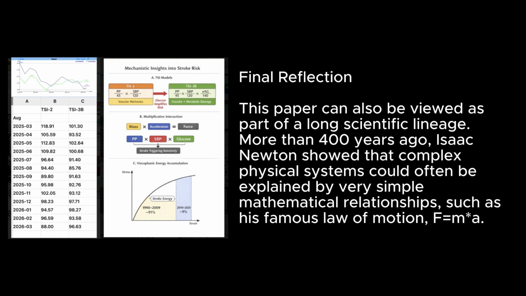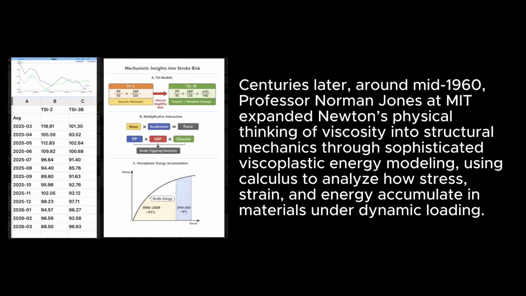Final reflection: this paper can also be viewed as part of a long scientific lineage. More than 400 years ago, Isaac Newton showed that complex physical systems could often be explained by very simple mathematical relationships, such as his famous law of motion, F equals m*A. Centuries later, around mid-1960, Professor Norman Jones at MIT expanded Newton's physical thinking of viscosity into structural mechanics through sophisticated viscoplastic energy modeling, using calculus to analyze how stress, strain, and energy accumulate in materials under dynamic loading.